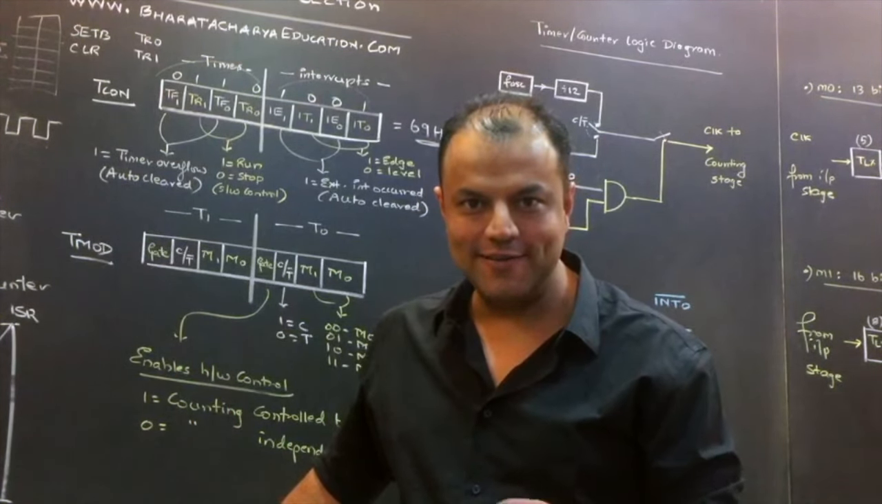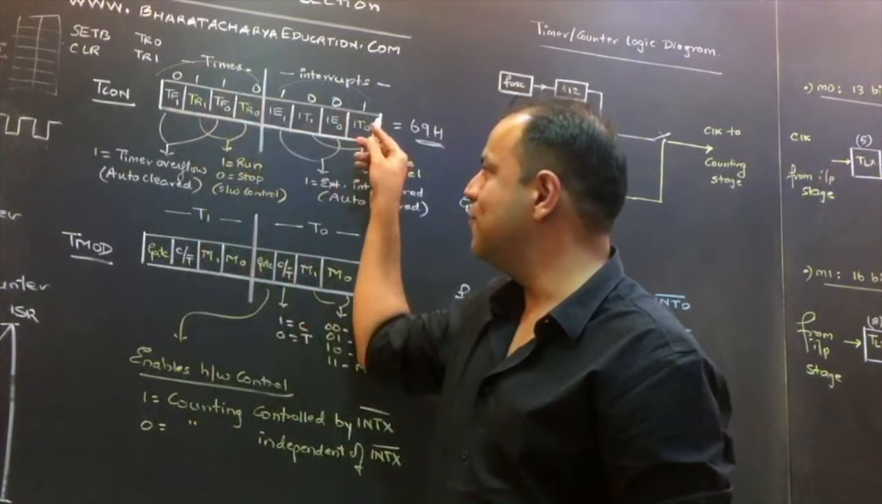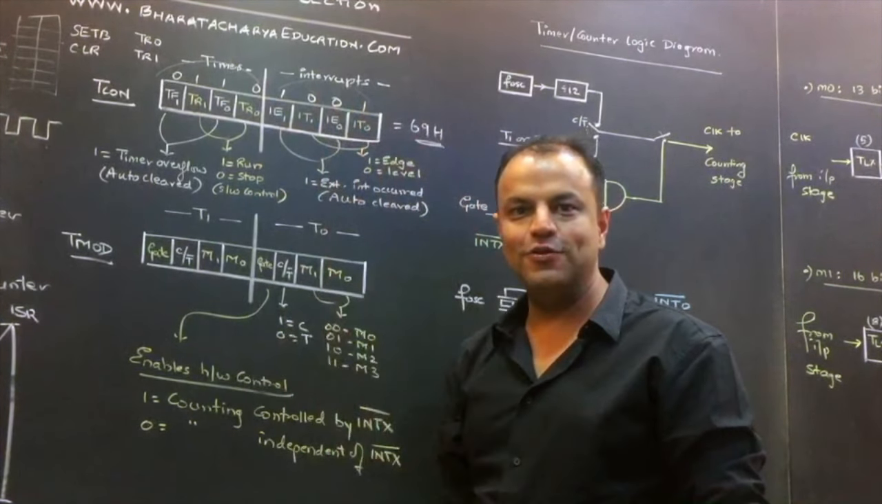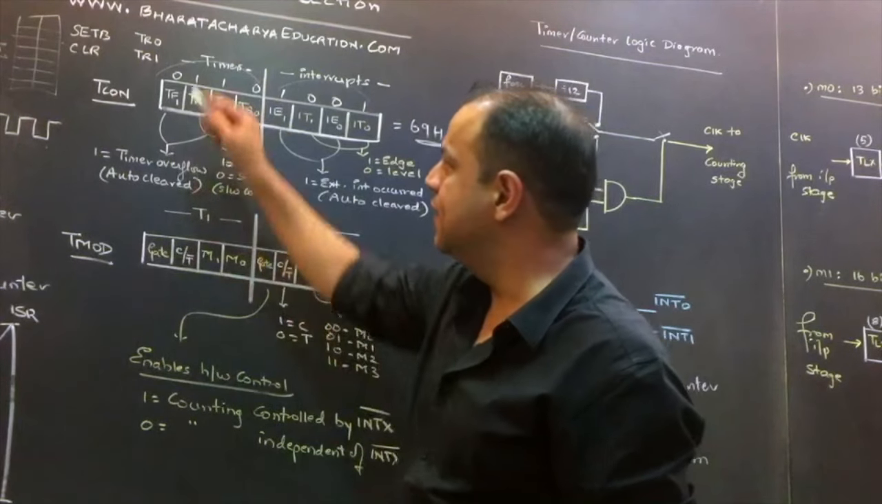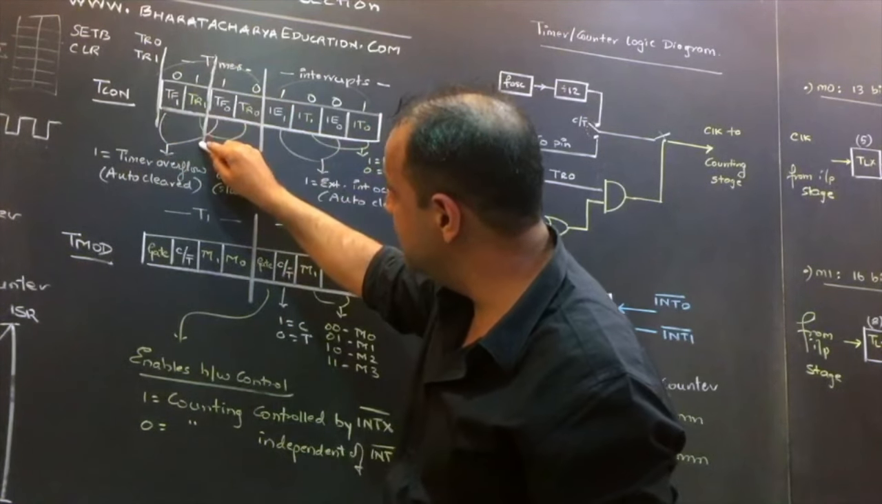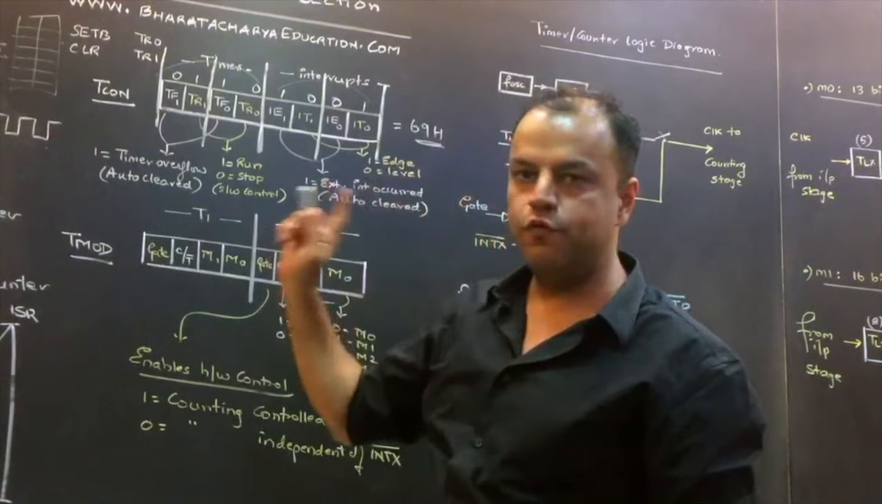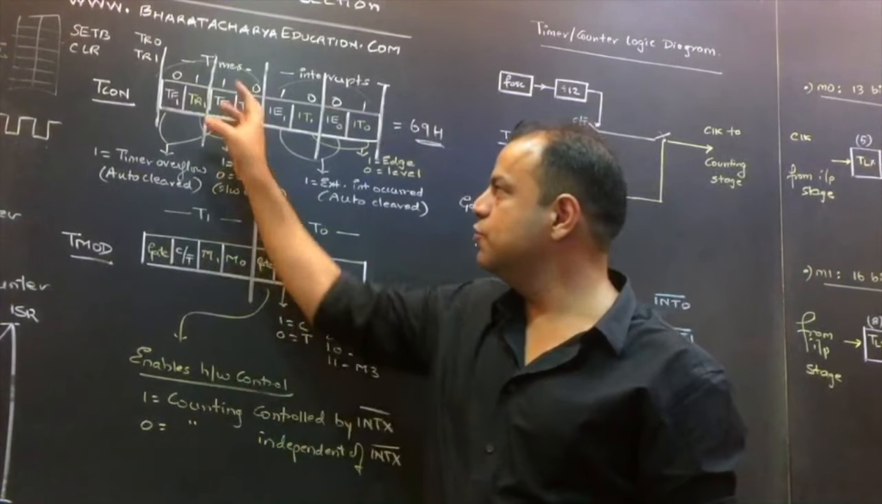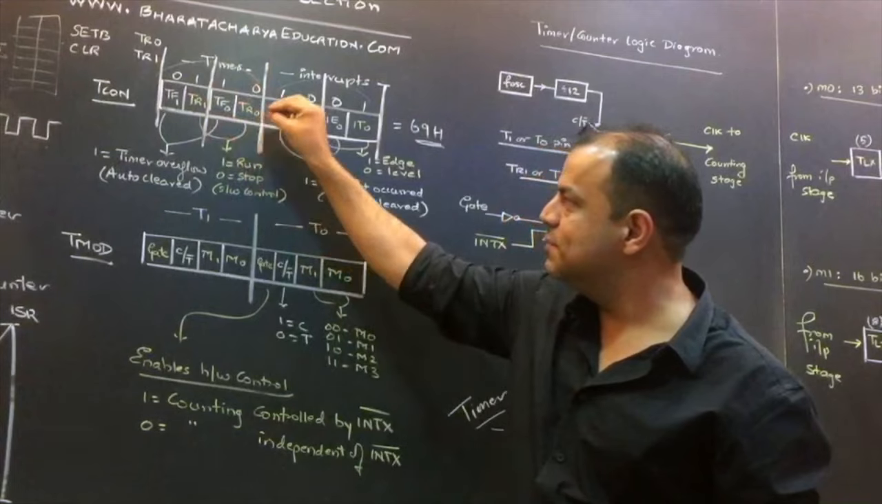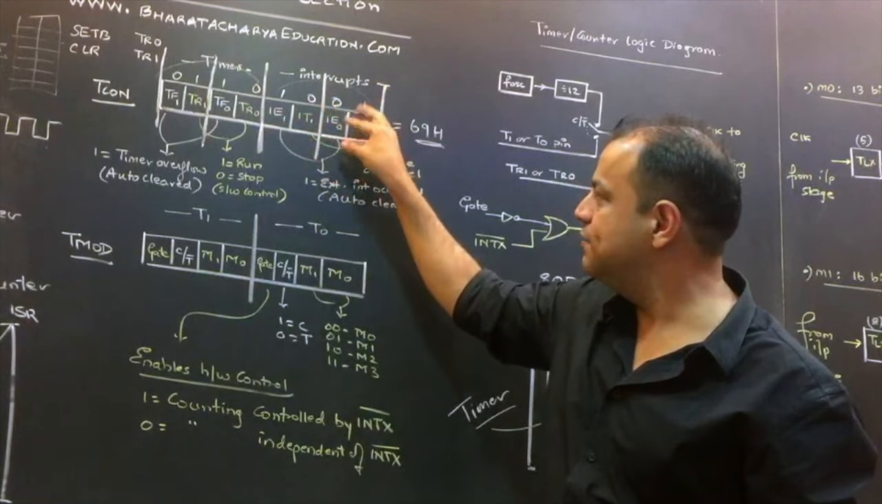You don't have to write tons of theory. Draw TCON, put the pattern 69 on the top and start explaining. I want 1, 2, 3, 4. Four clear answers. What's going on with timer 1, what's going on with timer 0, what's going on with INT 1 and with INT 0.